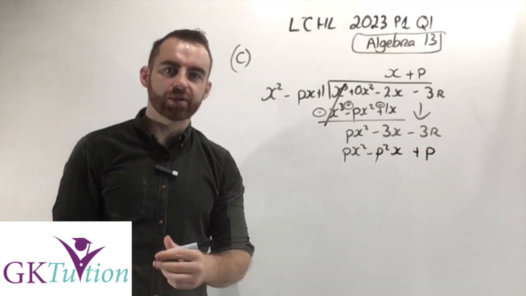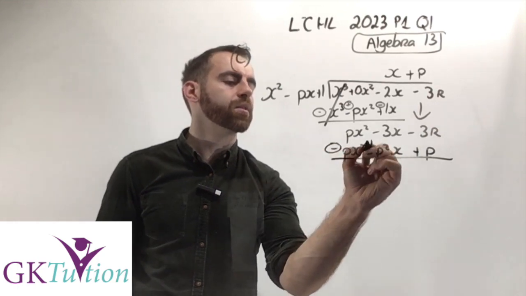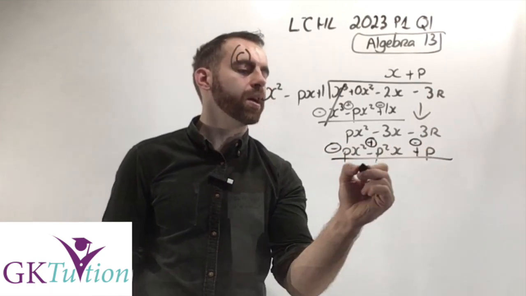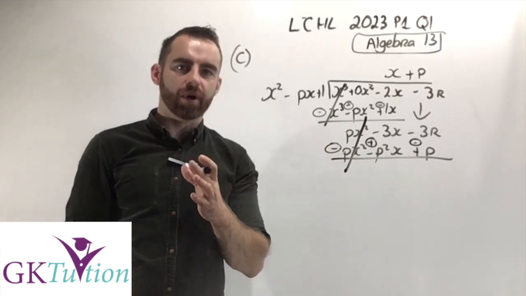Remember, step 3 now is to change the signs and subtract. So I change all my signs. This becomes a minus, this becomes a plus, and this becomes a minus. The px squareds will cancel, and now I'm left with my remainder.